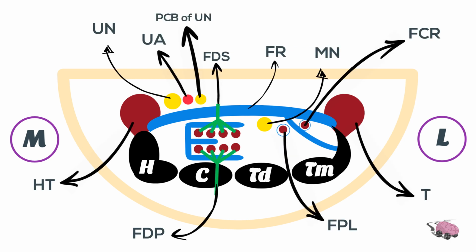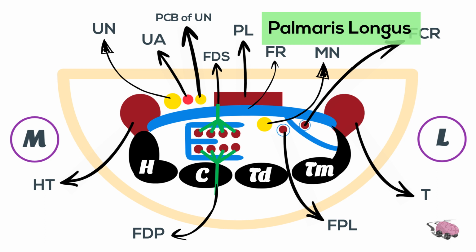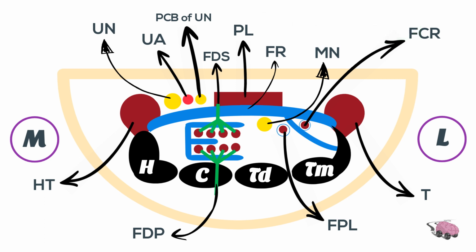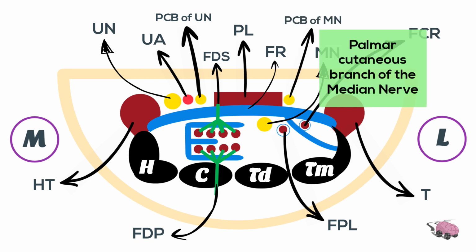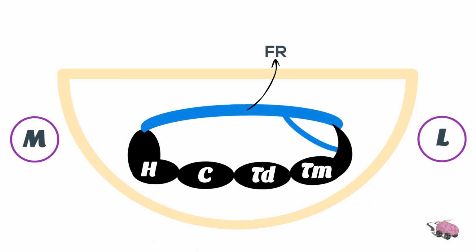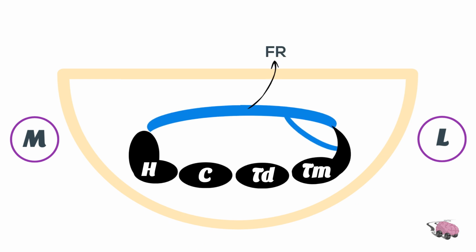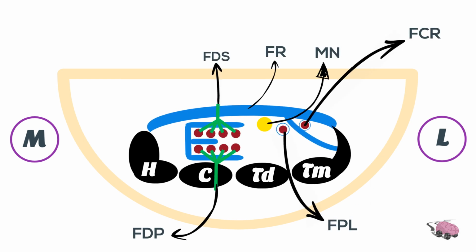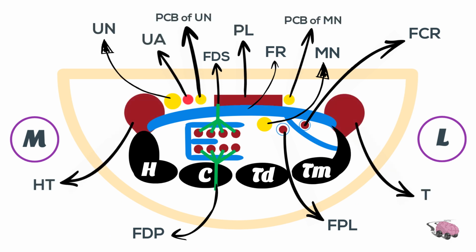In the middle, we'll draw a structure of a muscle. This is the palmaris longus muscle. And the last one is a small nerve from the median nerve, called the palmar cutaneous branch of the median nerve. And that's it. Quickly, draw the set, then the stars of the show, and finally the supporting cast.